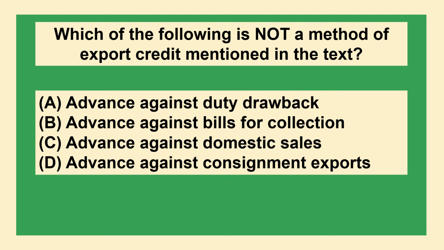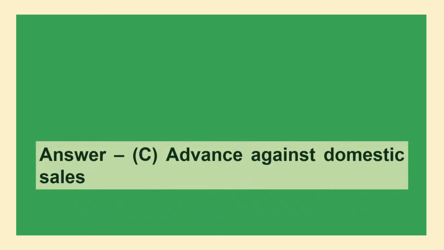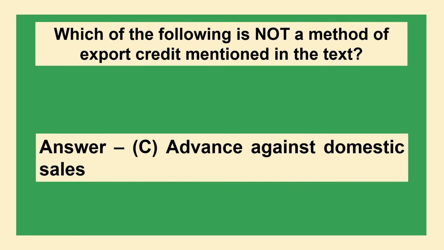Which of the following is not a method of export credit mentioned in the text? Option A, advance against duty drawback. Option B, advance against bills for collection. Option C, advance against domestic sales. Option D, advance against consignment exports. The answer is option C, advance against domestic sales.